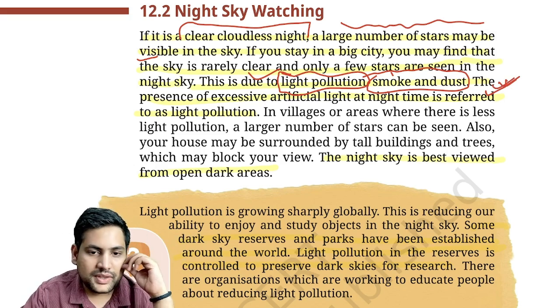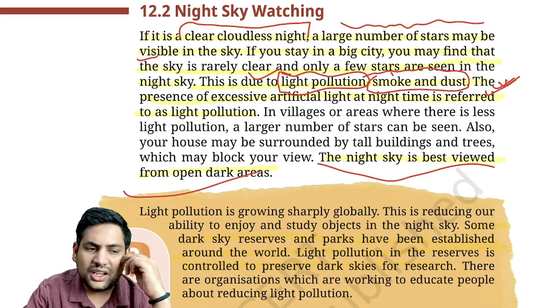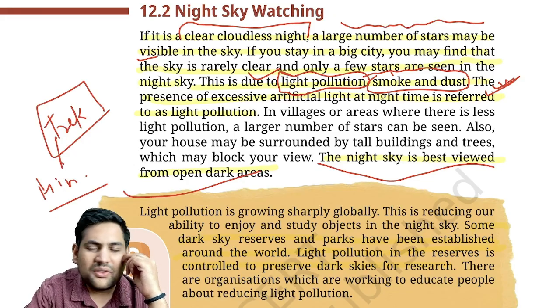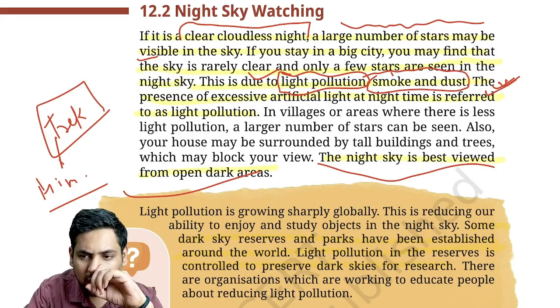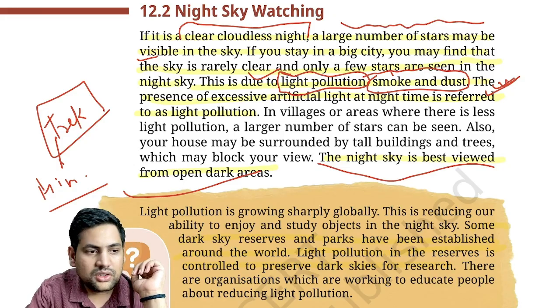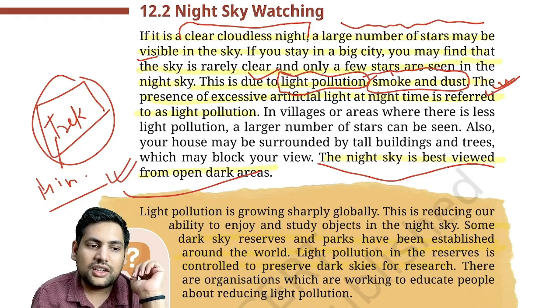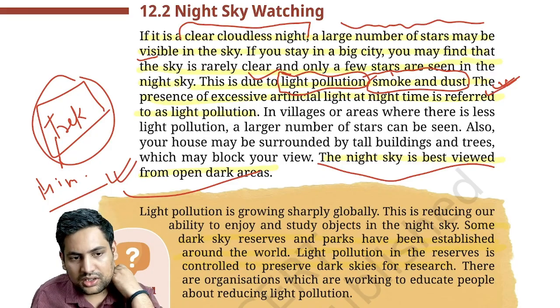so it is difficult to see anything in the sky. Then the night sky is best viewed from open dark areas. For example, if you go for treks, okay, especially deep in the Himalayas, somewhere in Himachal, or Uttarakhand or Kashmir, there you will find this very well. Ladakh is considered the best in this.